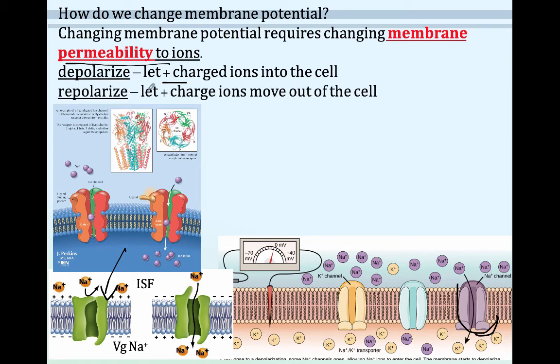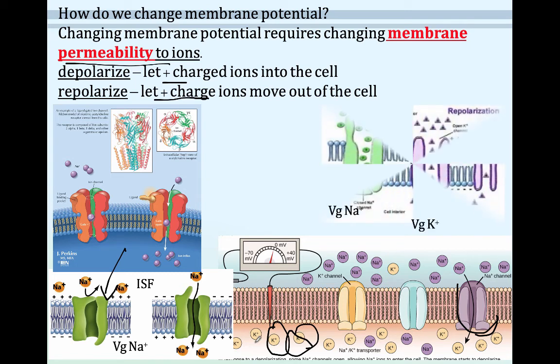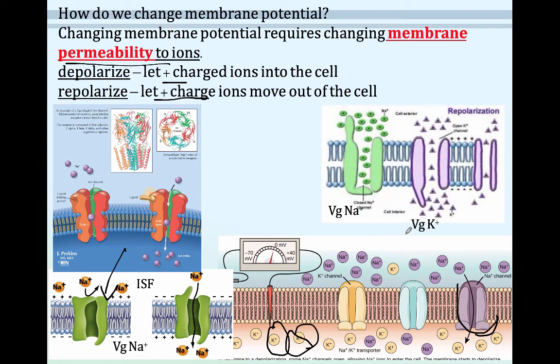And then to repolarize, as we said, we've got to let positively charged ions move out of the cell. That would be the potassium. Positively charged potassium. I didn't mean to cross out the potassium. And so now we also have voltage-gated potassium channels. When the voltage-gated sodium channel is shut and the voltage-gated potassium channel is open, we repolarize. We move back towards the negative 70 millivolts that we're trying to get to.